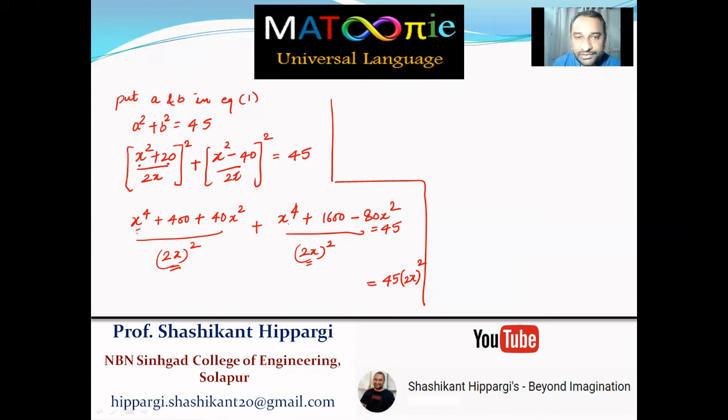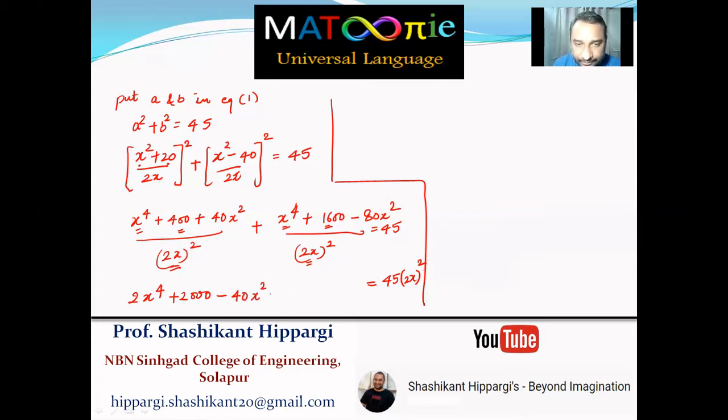x raised to 4 plus x raised to 4 is 2x raised to 4. 400 plus 1600 is 2000. Okay. 40 minus 80 is minus 40 x square, is equal to 45 into 2x square.